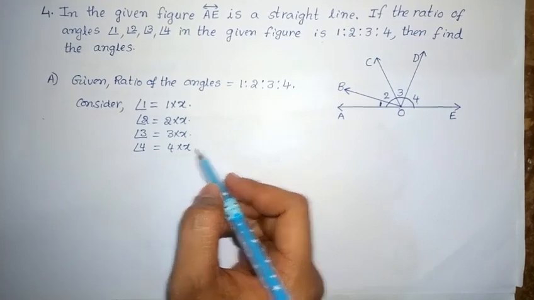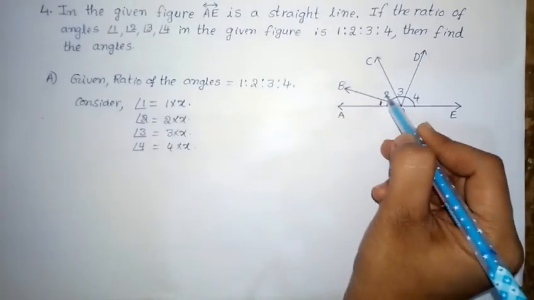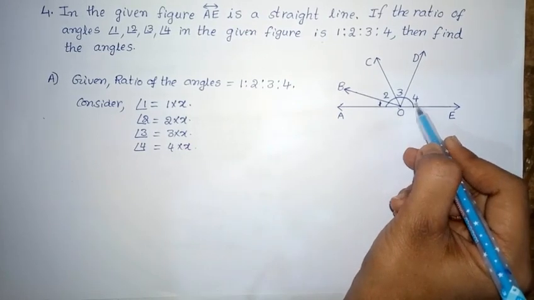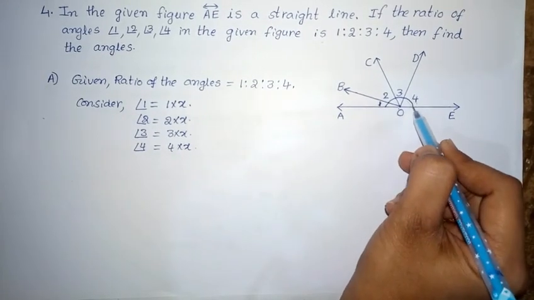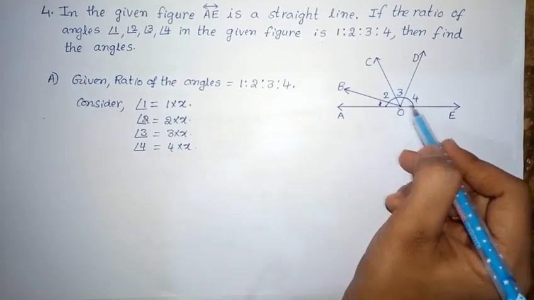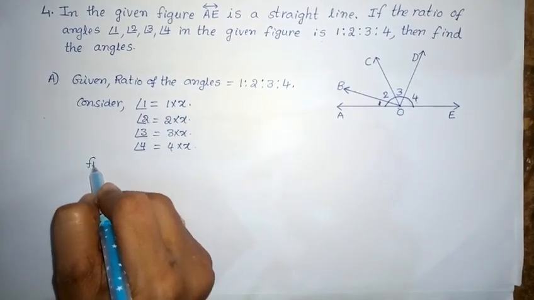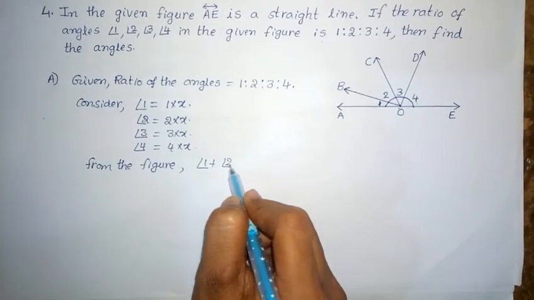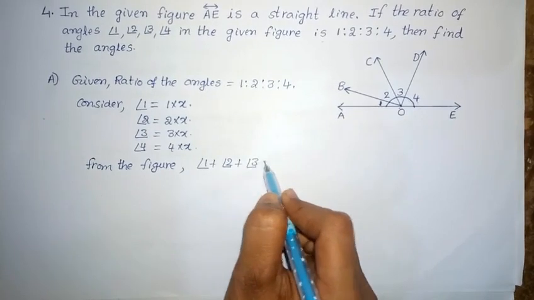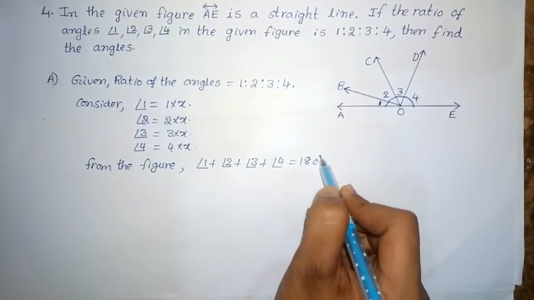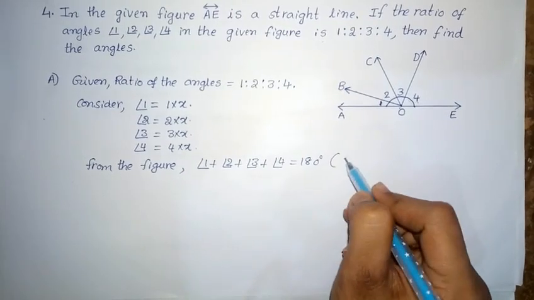So observe the figure. Angle 1, angle 2, angle 3, angle 4, these 4 angles form a straight angle. So this is a straight angle. The value of a straight angle is equal to 180 degrees. So from the figure, angle 1 plus angle 2 plus angle 3 plus angle 4 is equal to 180 degrees, because of the straight angle.